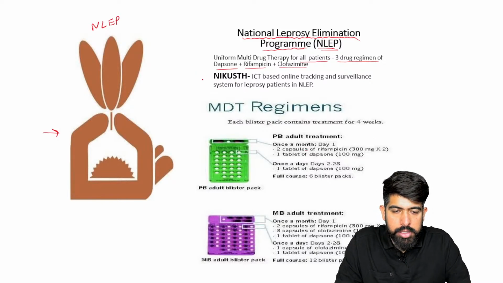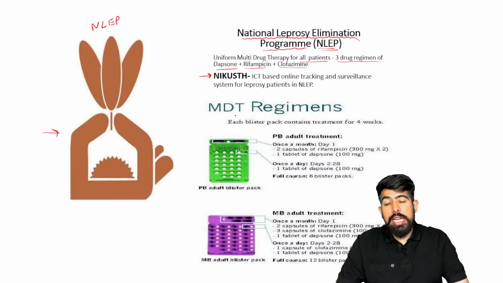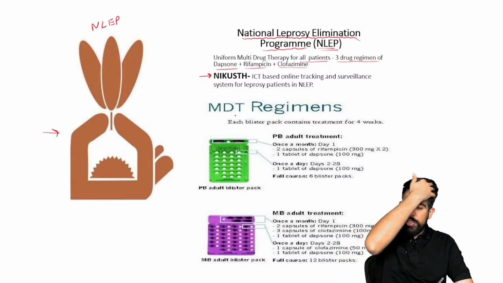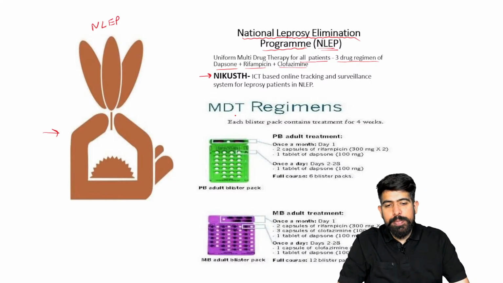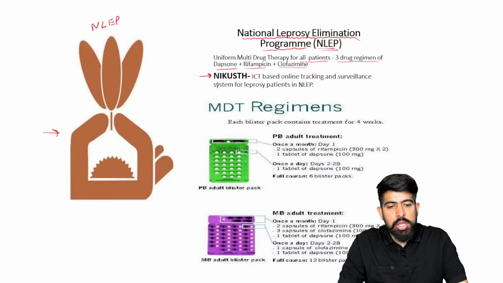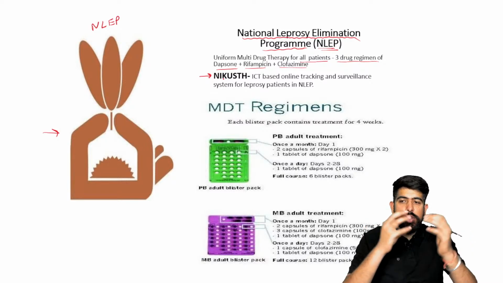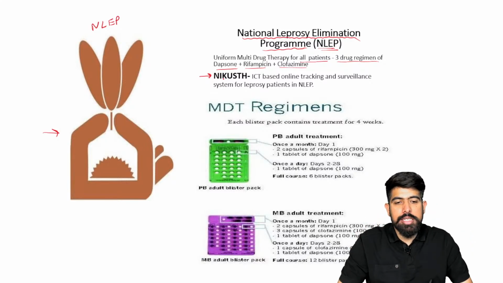Also, we have the Nikusht. What is this Nikusht? Please understand, as we talked about the Nikshay. What was the Nikshay? Nikshay was also an online tracking or online surveillance website for the TB patients. And this is the same, Nikusht. You can understand this is also made by two Hindi names. Ni is different, Kusht is different, right?